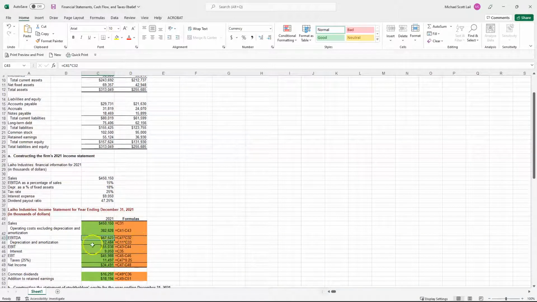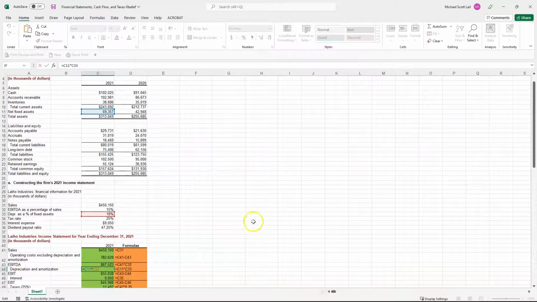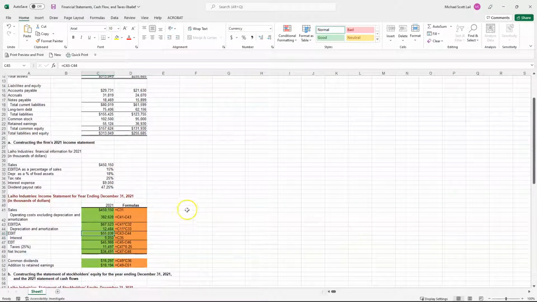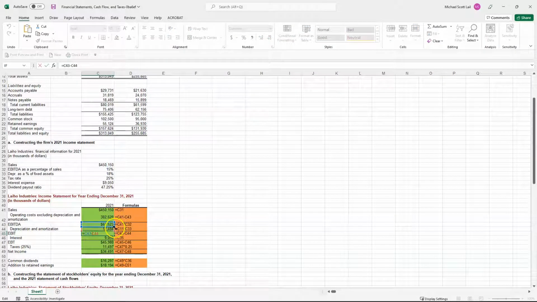If you keep going down here, we actually know the depreciation and amortization. Depreciation and amortization is 18% of your fixed assets. So what I did here, I said equals, and I clicked my fixed assets, and I multiplied it by that 18% that it said it represented. In this case, I need the next line. To get to earnings before interest and taxes, I simply take that line and subtract the one below it. So I can work my way down.